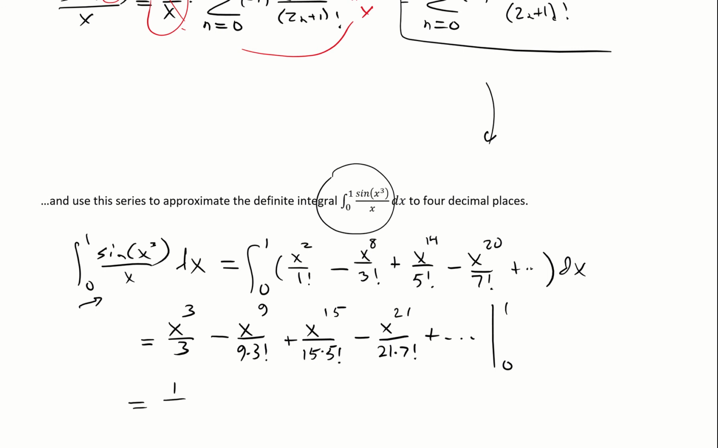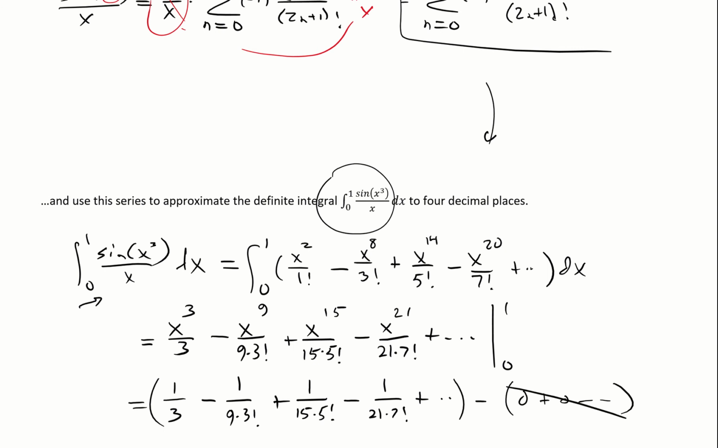So we got 1 cubed over 3, minus 1 to the 9th over 9 times 3 factorial, plus 1 to the 15th over 15 times, why do you keep on saying that? 1 to any power is just 1. Minus 1 to the 21st, 1 times 1 times 1, is 1, over 21 times 7 factorial, plus. Okay, that's the upper limit. But when you plug in the lower limit, when you plug in 0, it's just a bunch of 0 plus 0, and he's gone.